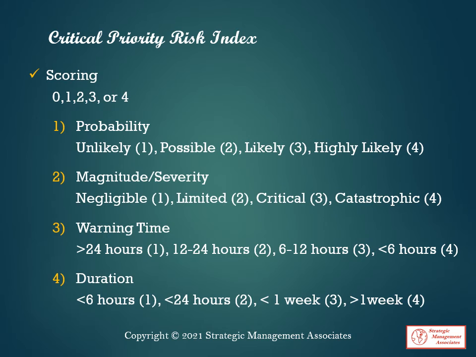The criteria that is listed here is not negotiable. This is set in regulation. The probabilities range from unlikely to highly likely, magnitudes from negligible to catastrophic, warning time is from greater than 24 hours to less than 6 hours, and duration of the event is less than 6 hours to over a week.